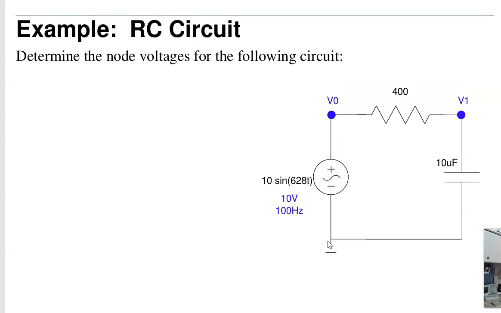So let's start with the simplest case. Let's just do a single stage RC filter. So let's start with this circuit. Suppose I just have this one-stage RC circuit. Find the voltages and currents.